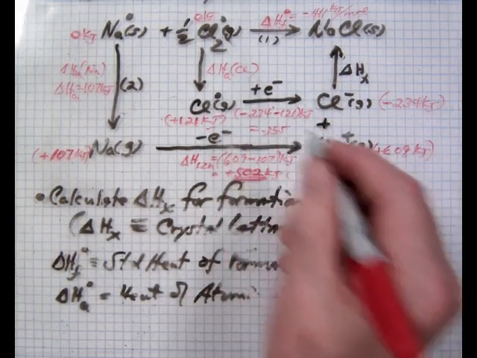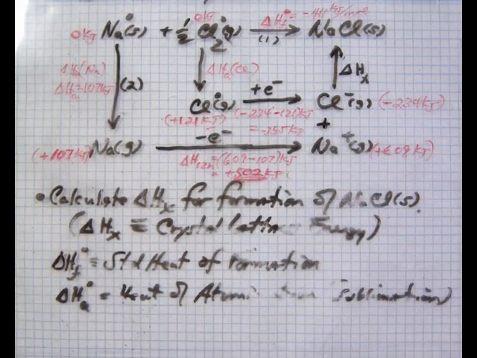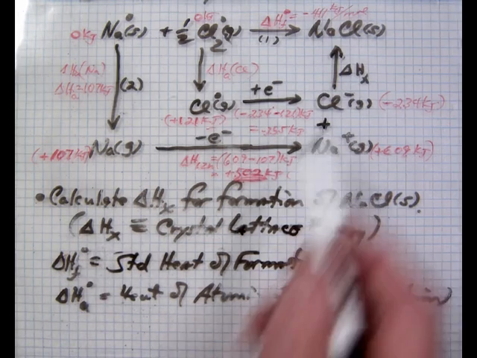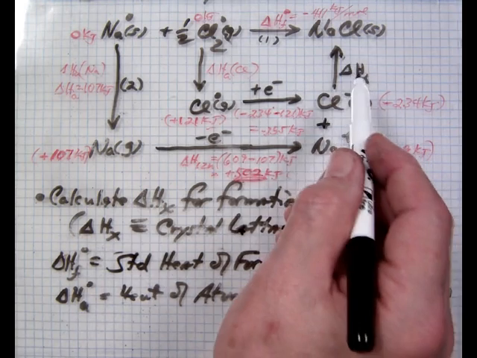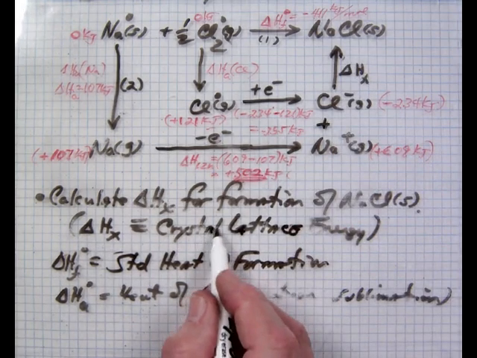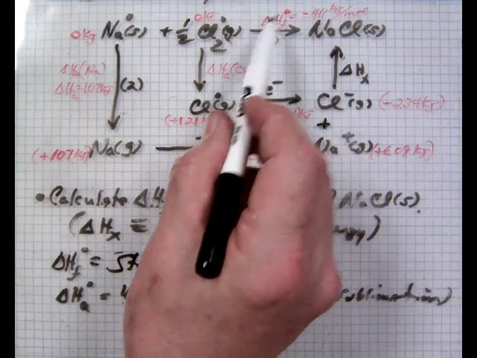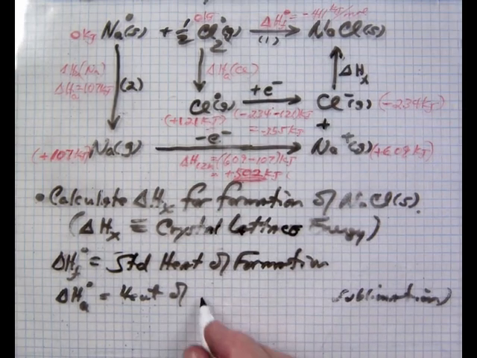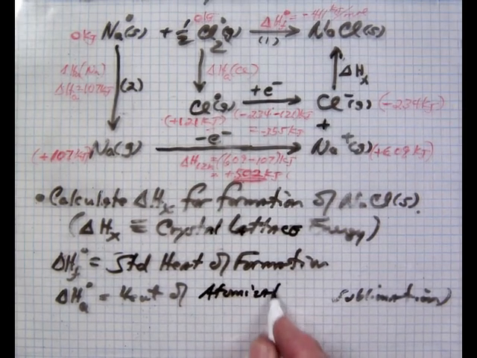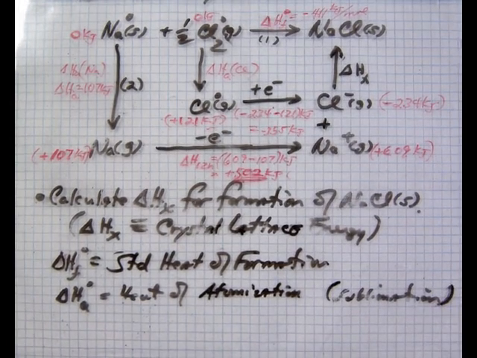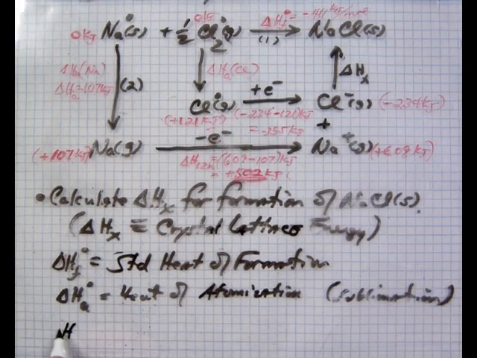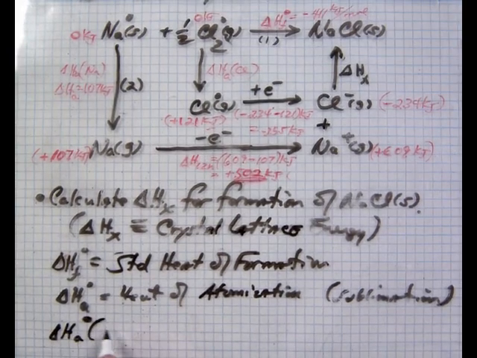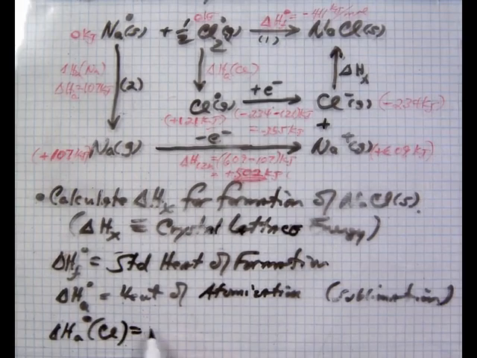A minus 355 kilojoules, exothermic for that reaction right there. We've got the crystal lattice energy, which is the bonding energy. That's what we're going for right now. I'll show you in just a second. The delta H_f is the standard heat of formation. That's this first reaction. Then the heat of atomization, which is the sublimation of sodium. Then we have delta H atomization for the chlorine. That's the heat of atomization.